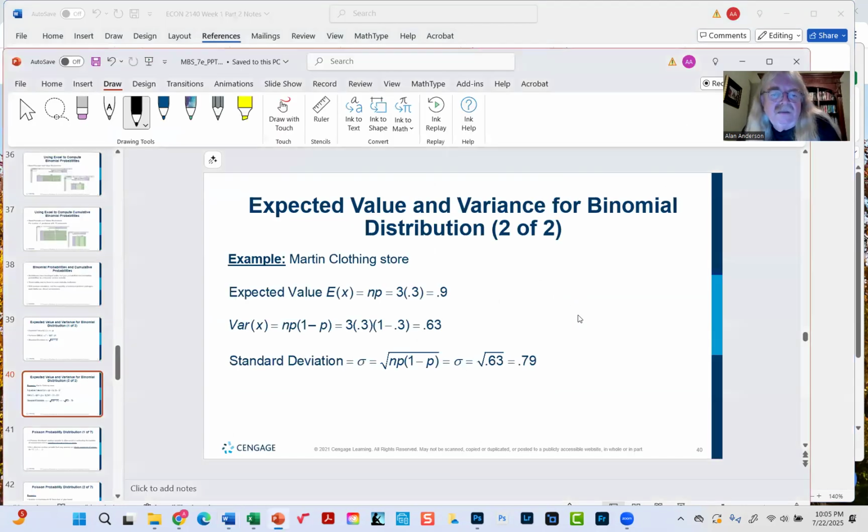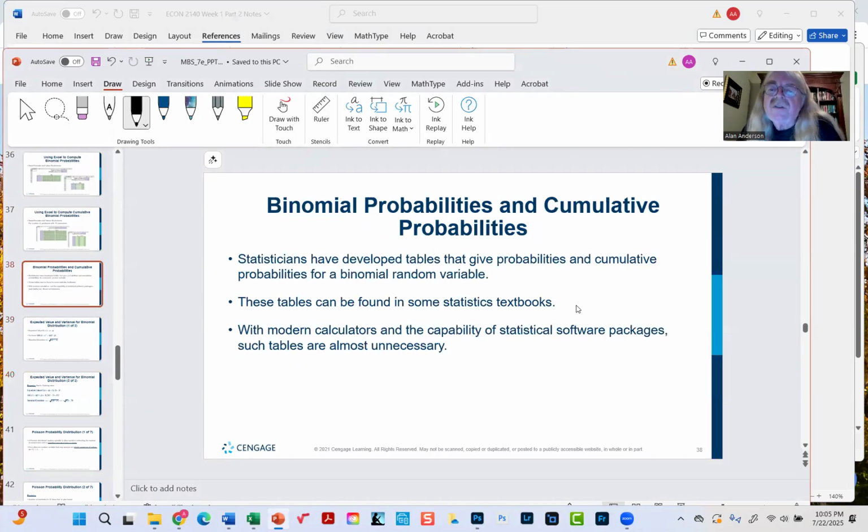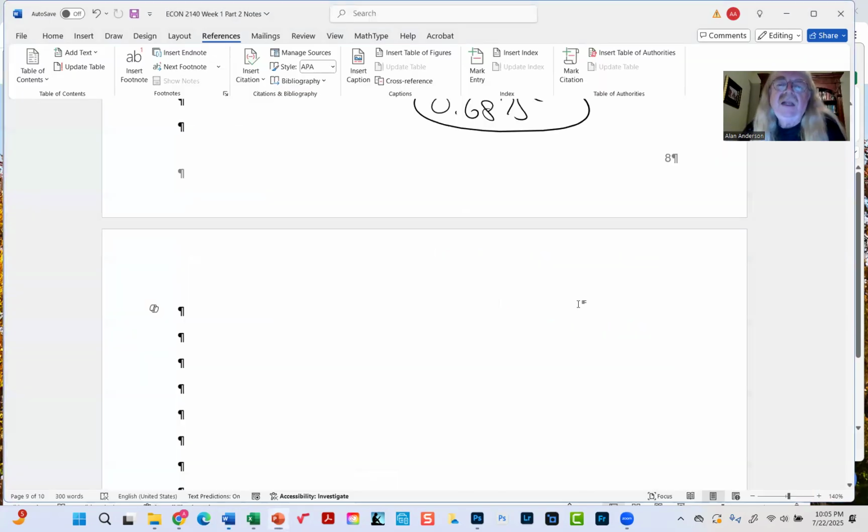Now, by the way, here's an interesting twist. It turns out that if you're using the binomial distribution, suppose you need to know the moments in this case.